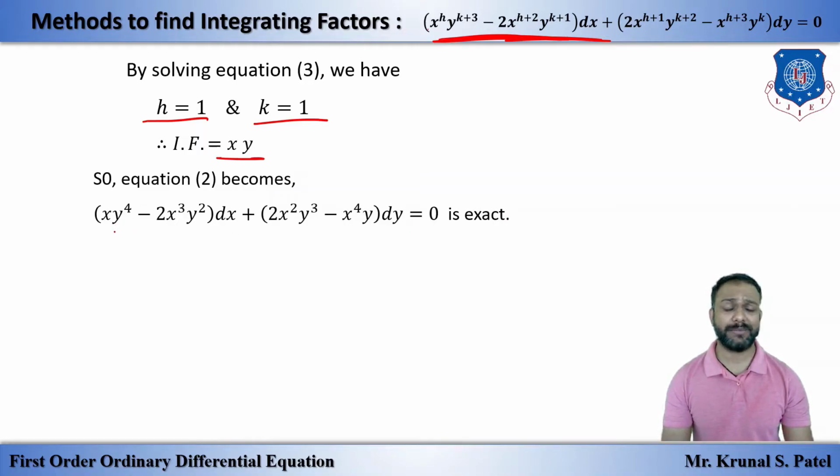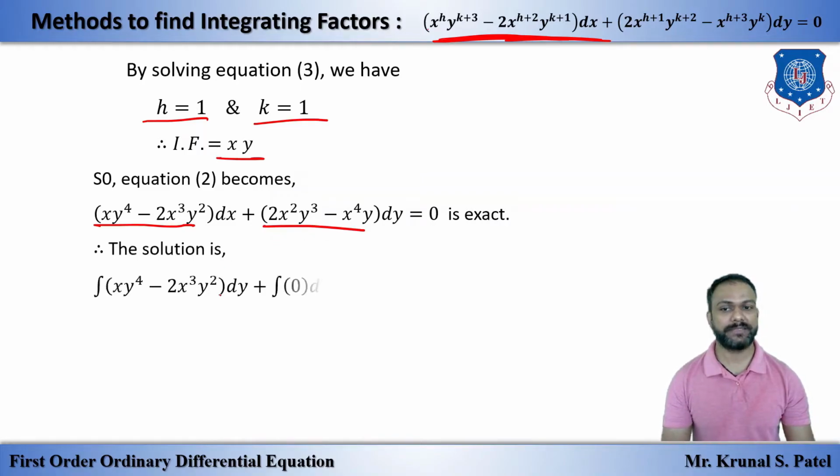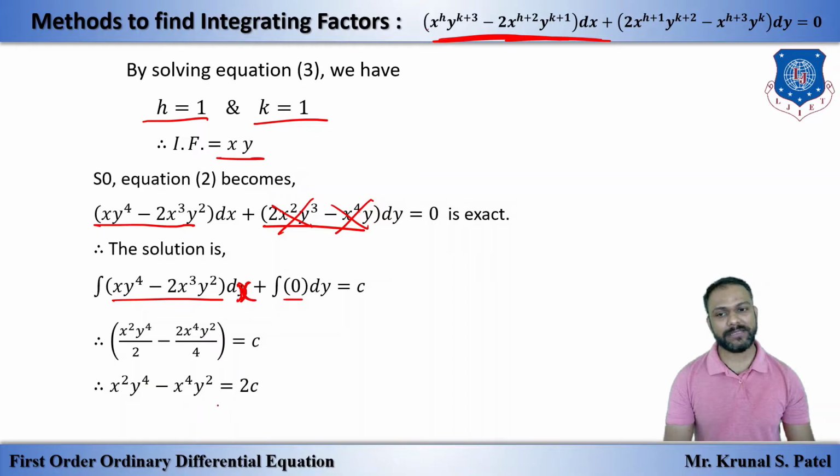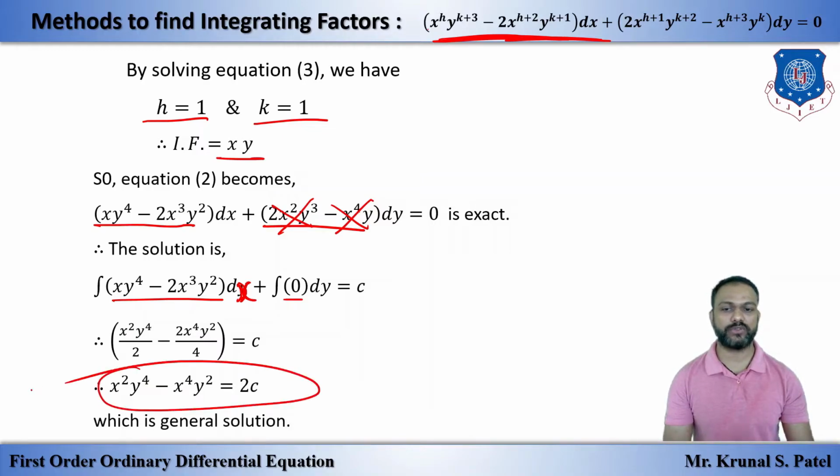And we know that if this becomes exact, then how to find the solution? Integrate this with respect to x, keeping y constant, and integrate with respect to y the terms free from x. Here both terms contain x, so the second part is zero, and we integrate with respect to x only, keeping y constant. So we have x square by 2, x raised to 4 by 4. By simplifying, this is our final answer, which is our general solution. Okay, so easy. So this is method number 5.